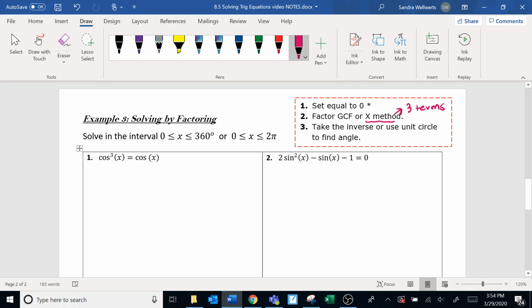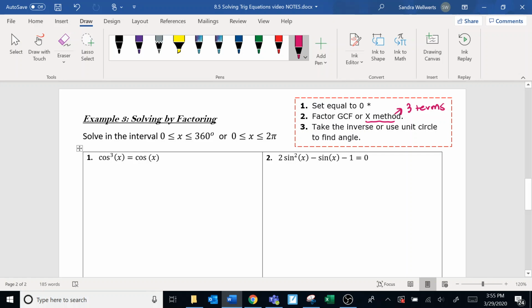Step 3, take the inverse or again use your unit circle to find the angle. Remember last time we talked about whenever we have a trig function equal to some value, we have to try to find that value on the circle, and that's going to be our angle. That's going to be our final answer. Or you could also take the inverse on your calculator, but remember that usually only gives you one of the answers when there's typically more than one. So it's up to you what you want to use. I prefer the unit circle, so make sure you have that out with you. If not, Google one so you can use one as reference.